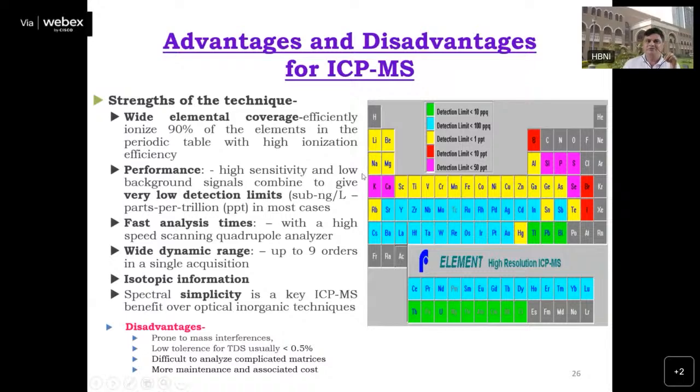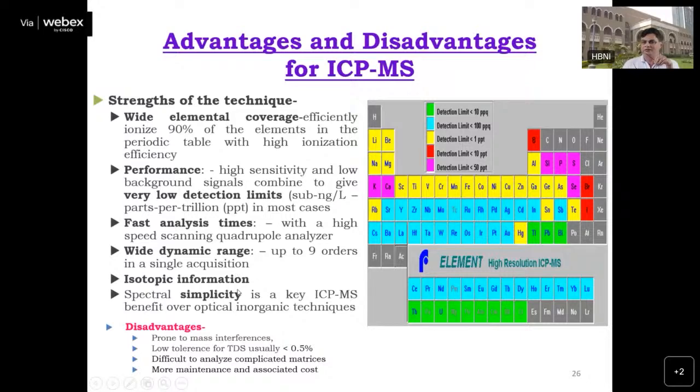So these are the strengths of this technique. It has wide elemental coverage, and definitely very low detection limits, that is some nanograms, that is parts per trillion, and very fast analysis time and wide dynamic range, that is minimum to maximum, up to 9 orders in a single analysis.